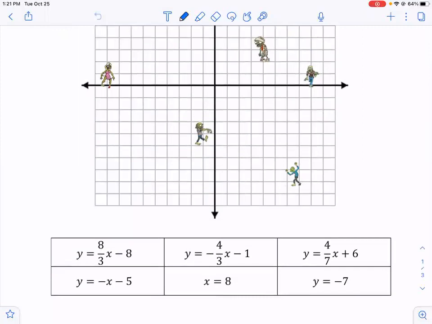Okay, in our first zombie killer line, we need to start with the y-intercept. Nirvan, what's the y-intercept for this guy? Amazing that you shut your notes. Yeah. Negative 8 is our plus b. Okay, so negative 8. 1, 2, 3, 4, 5, 6, 7, 8. Cool.